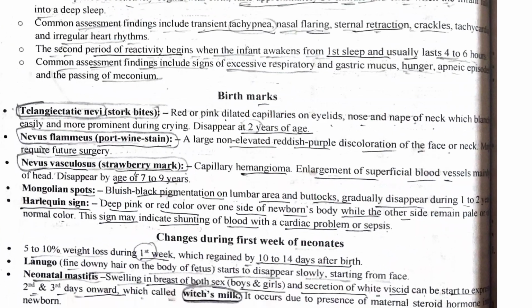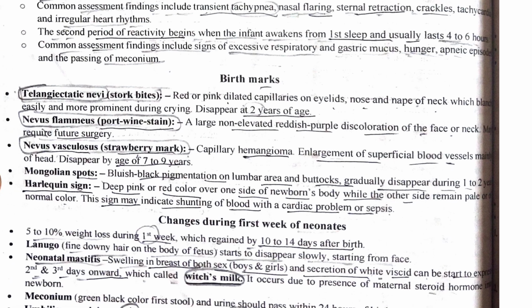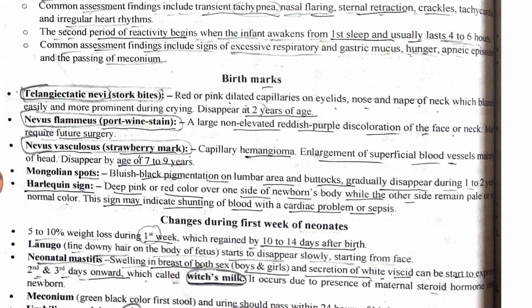Then, birthmarks. Telangiectatic nevus, stork bites: red or pink dilated capillaries on the eyelid, nose, and nape of neck which blanch easily and are more prominent during crying, disappears at 2 years of age. Then nevus flammeus, port wine stain: a large non-elevated reddish-purple discoloration of the face and neck, may require future surgery.